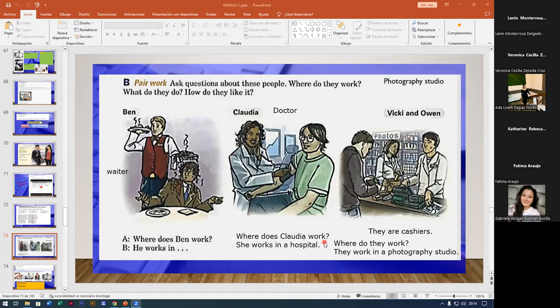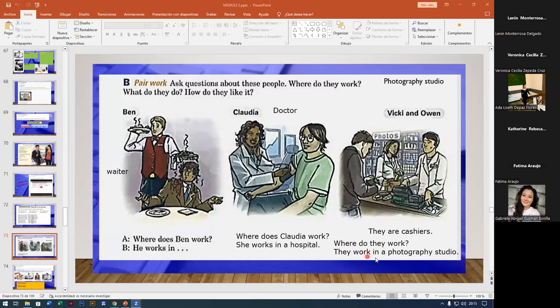Fatima Araujo, I know Fatima said she is a listener today. But Gabriela Abigail. Are you present? Okay, Fatima. Then answer it. She works in a hospital. Thank you very much. Very good. Gabriela Abigail, where do they work? Where do they work? Very good.